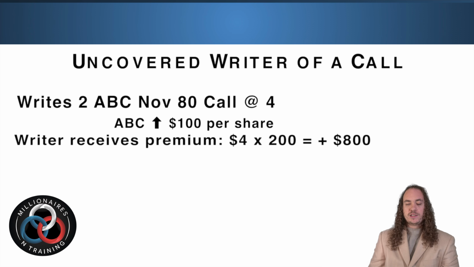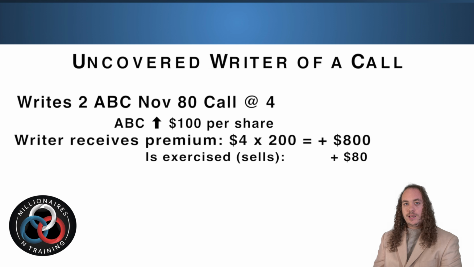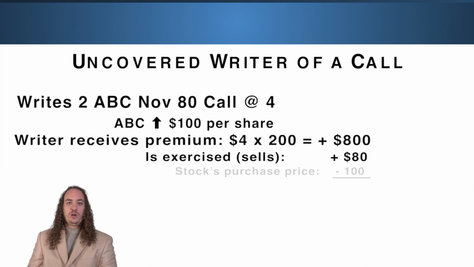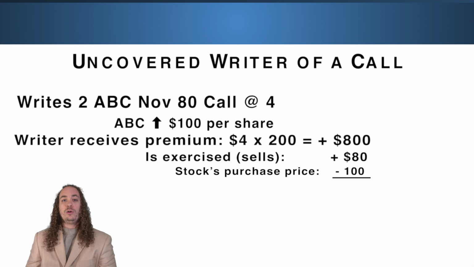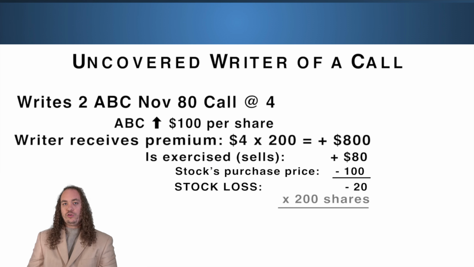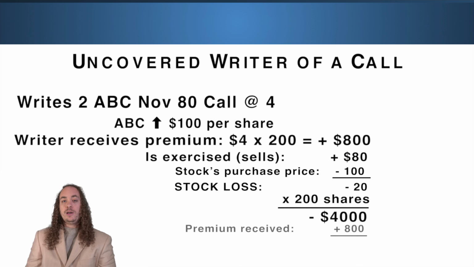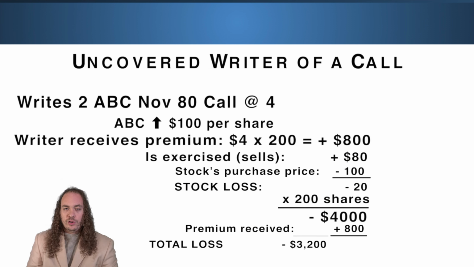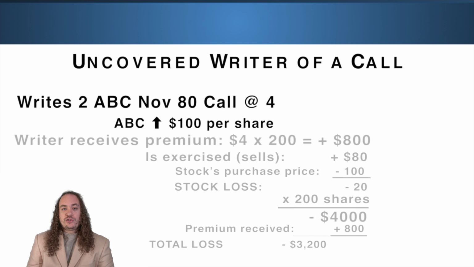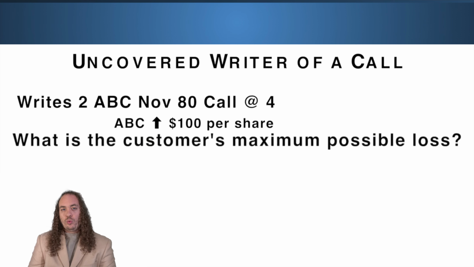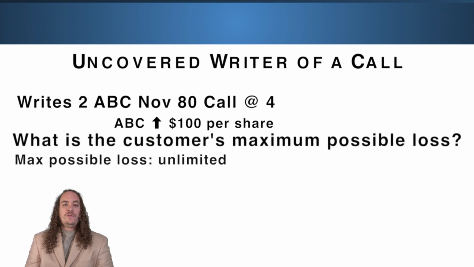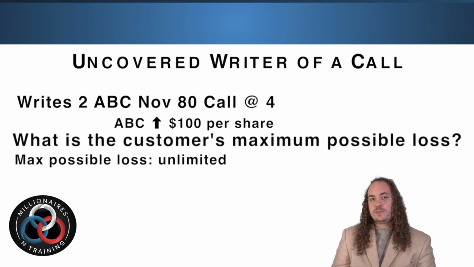When the price of the stock rises to 100, the writer of this call will be exercised and forced to sell the stock at 80. That writer does not own the stock, so he or she will have to go out in the market and buy it at $100. They will have a loss of $20 per share times 200 shares for a total loss of $4,000 on the stock transaction. But remember that this customer received $800 in premiums for writing this options contract. Therefore, the net loss is $3,200. Remember that the higher the stock goes, the more the loss is for the writer. So the writer of a call ultimately faces an unlimited loss potential.